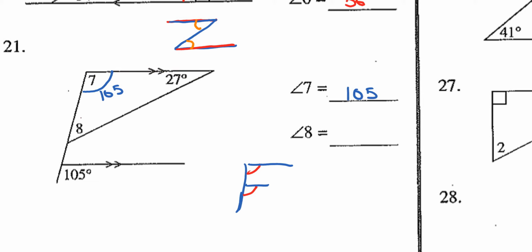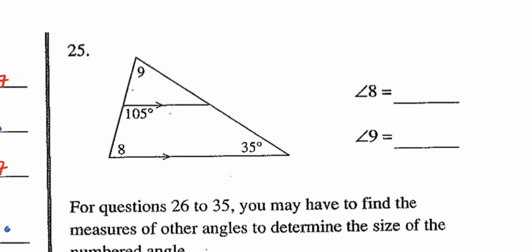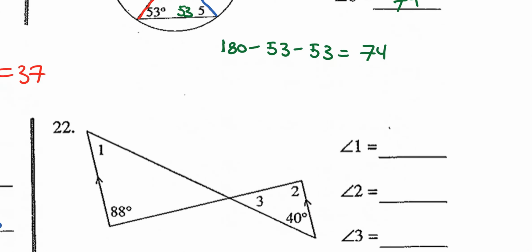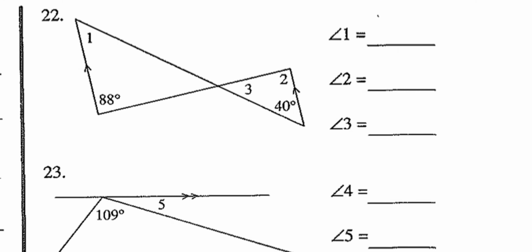And now you can find angle number 8 because angles in a triangle add up to 180. So 180 minus 105 minus 27 degrees gives you 48 degrees. So angle number 8 is going to be 48 degrees there. Right, so these are all good review questions, just to kind of summarize the angle properties. And let's keep on going with question number 22 now.